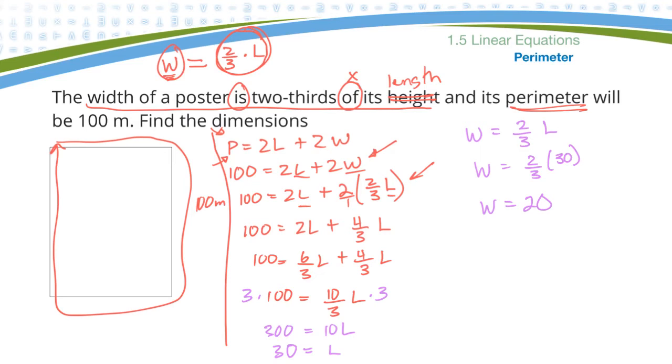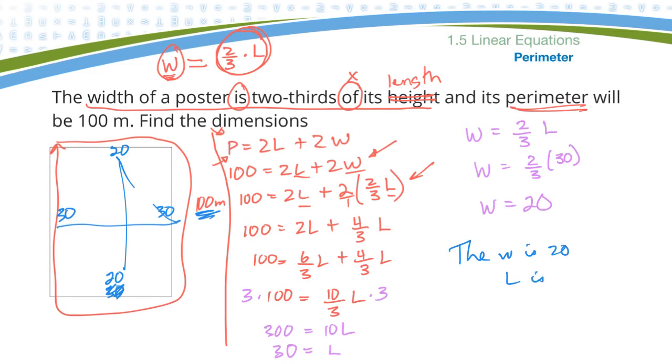And I can probably check it fairly easily just by plugging some stuff in here. My length is 30. So this is 30, and my width is 20. Okay, now I add them up and see, hopefully I'm getting up to 100. 30 and 30 is 60, 80, 100, worked out. Therefore, I would say the width is 20 and the length is 30.